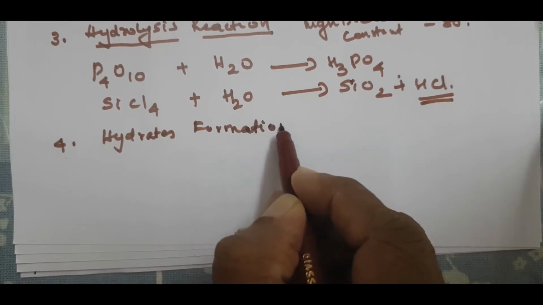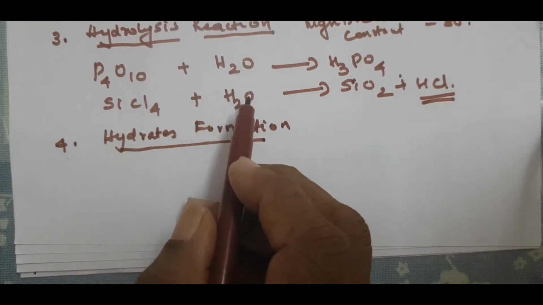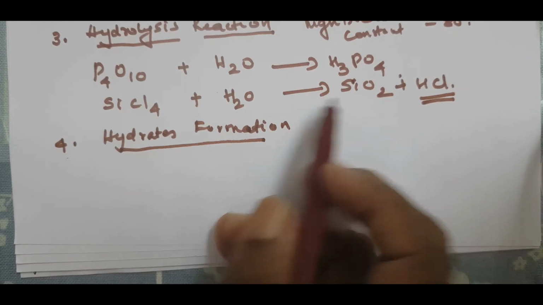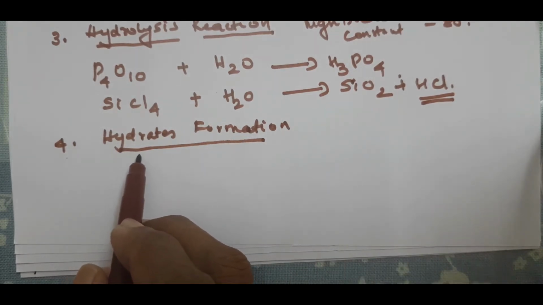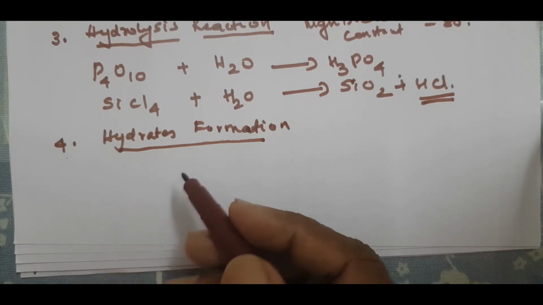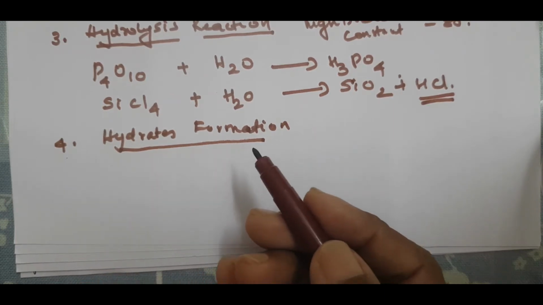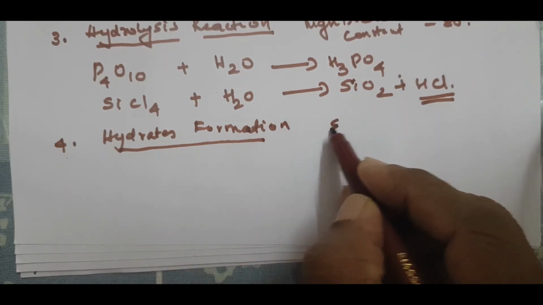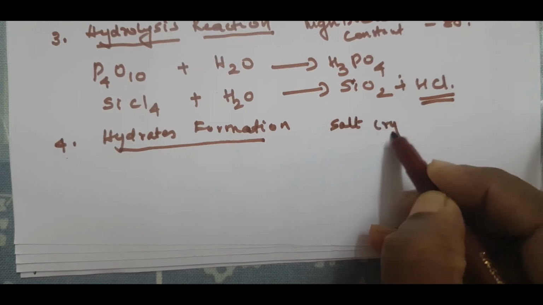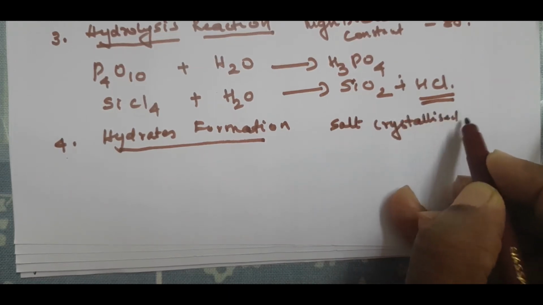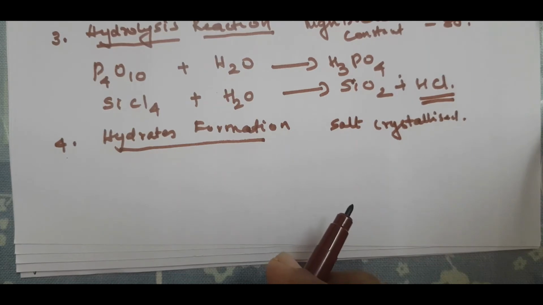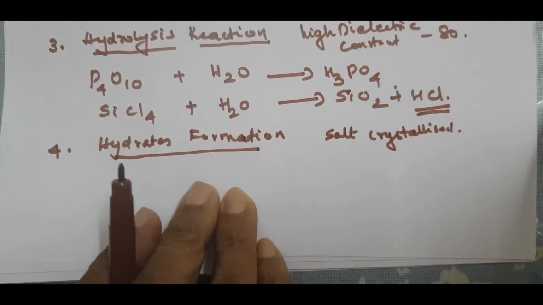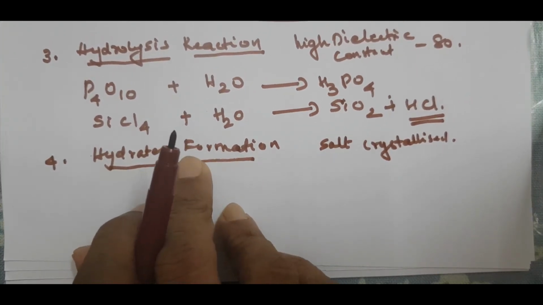Now, what is the difference between hydrolysis and hydrate? Hydrolysis means the water is involved in the chemical reaction and it forms the compounds. But hydrate formation means from the solutions of salt, the hydrated salts can be crystallized out. That is hydrate formation. That means association of water happens. So that is called hydrate formation.